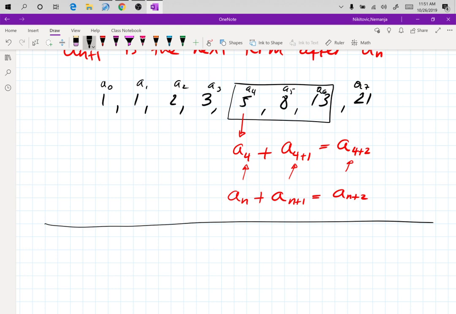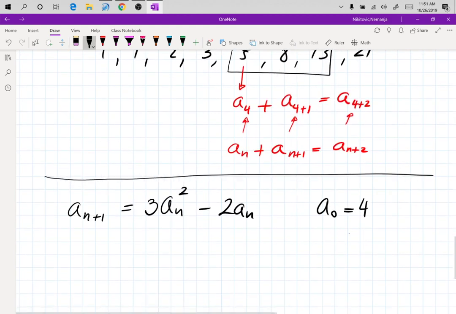Here, you can say that an plus 1 is equal to 3an squared minus 2an. And I'm just going to tell you that a0 is equal to 4. Give me the sequence. You have to compute, right? You have to compute.